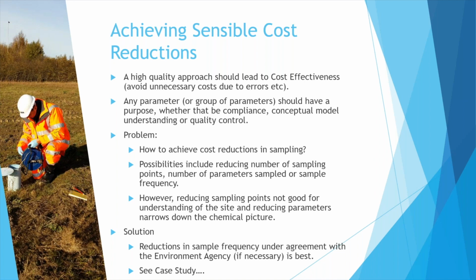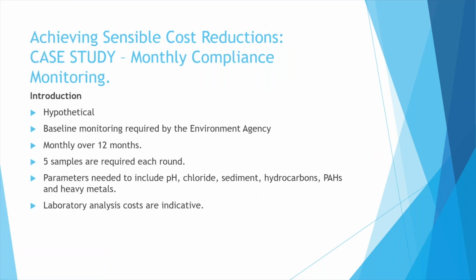So the solution that I would suggest is, first of all, looking at a reduction in the sampling frequency that you propose during the design stage, and getting this agreed with the Environment Agency, if that's necessary, as the best way forward. So I prepared a hypothetical case study of this. This case study is a baseline monitoring that's required by the Environment Agency for a hypothetical site in which monthly monitoring has to be done over 12 months.